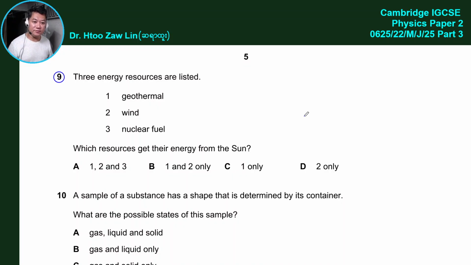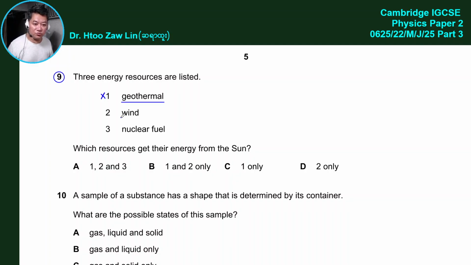So let's see geothermal energy first. Here we need to know what geothermal energy is. Okay? So geothermal energy is thermal energy that comes from deep inside the earth. So it doesn't relate to the sun. So we don't need to choose number 1. Okay.